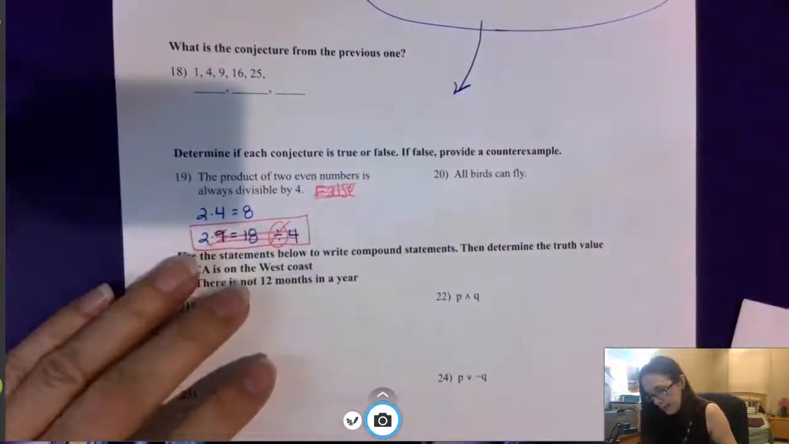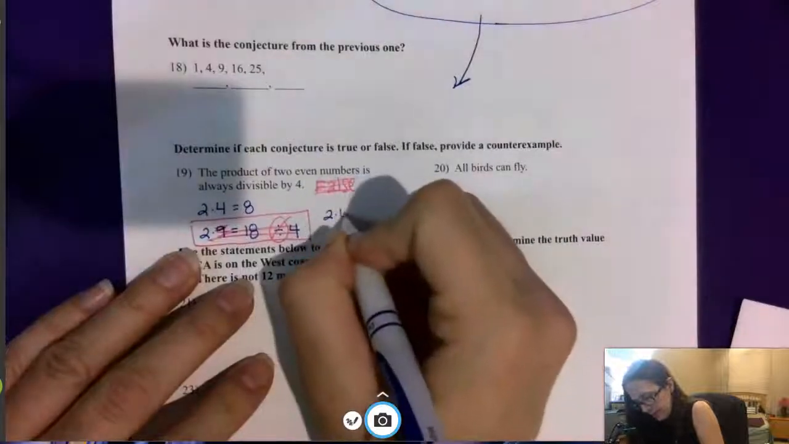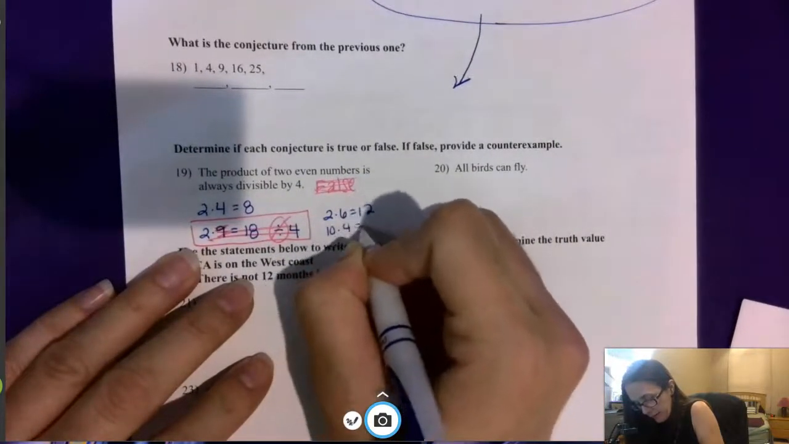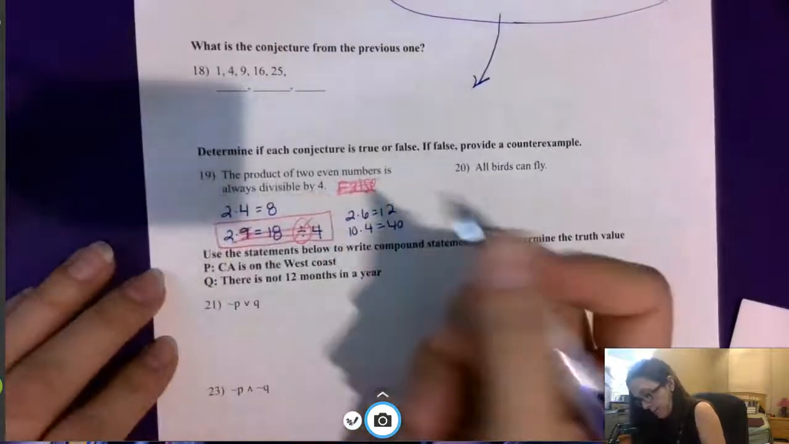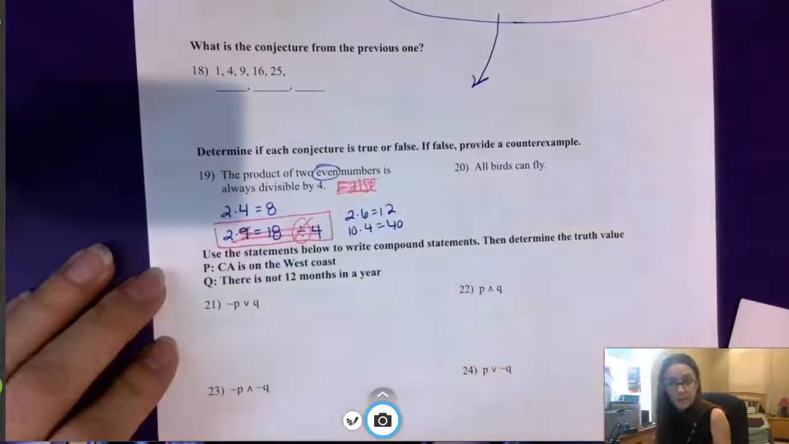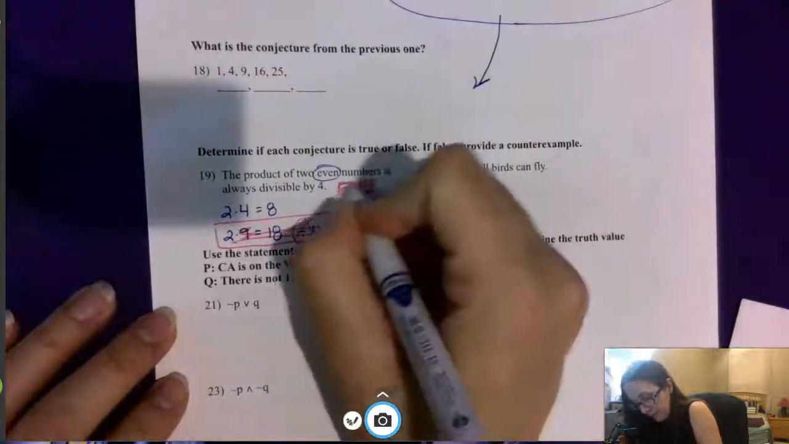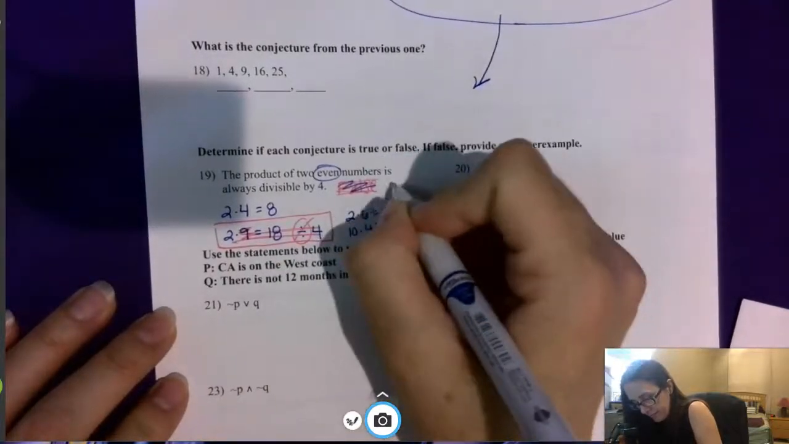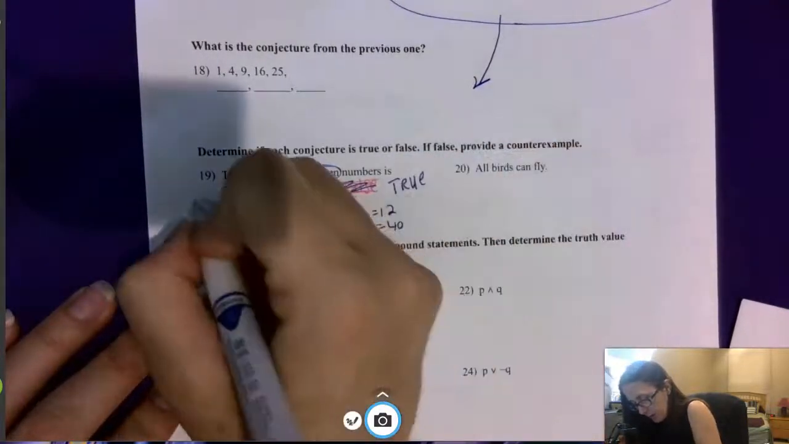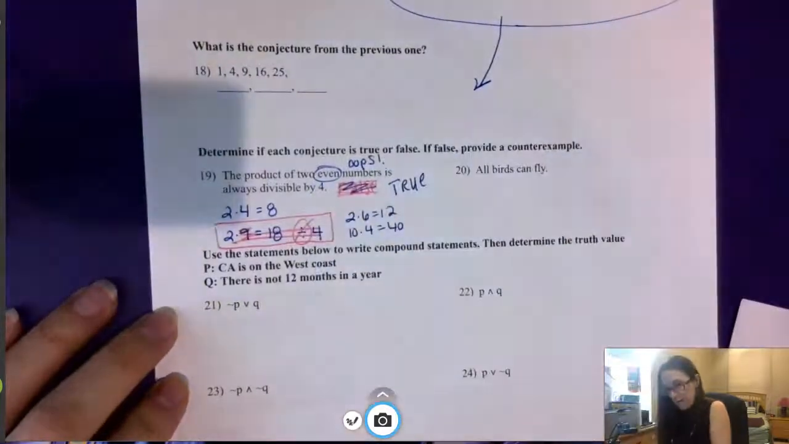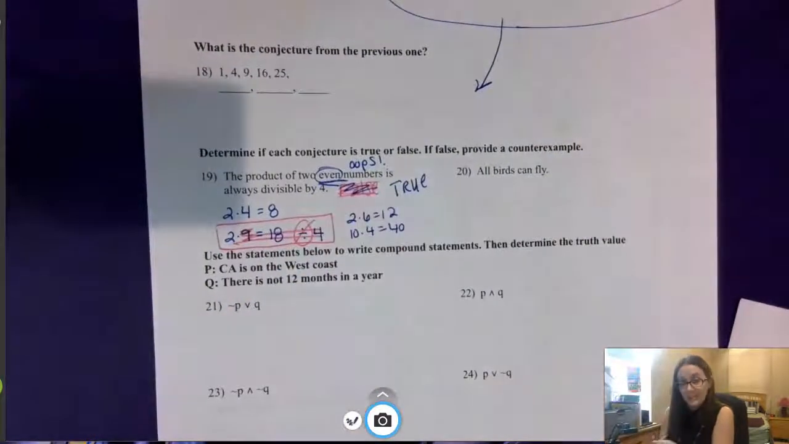Okay, so any two even numbers. 2 times 6 is 12. 10 times 4 is 40. Even numbers, make sure you pay attention to that. Sorry, apologies. This is a true statement. Oops. Yeah, make sure you pay attention to what the question is asking you.